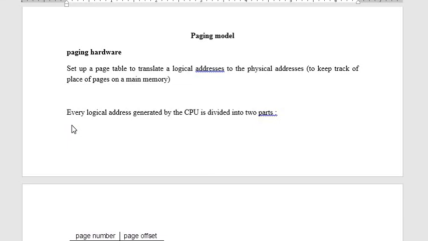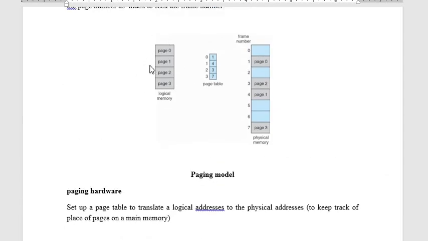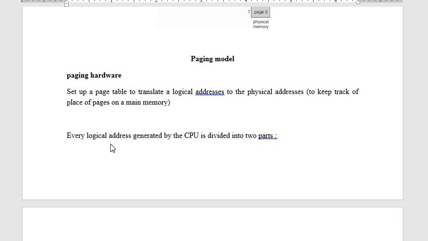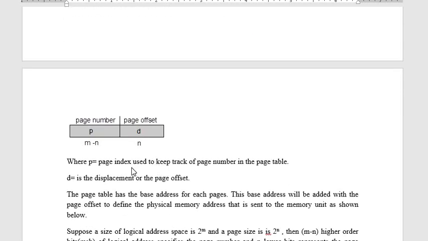For that, every logical address generated by the CPU is divided into 2 parts. Once the process given by the CPU generates many logical addresses for the instructions in the process, that logical address has 2 parts. One part is the page number and the other part is the page offset, where P represents the page number and D represents the page offset. The page number is used to keep track of the page in the page table, whereas D, the page offset, is the displacement.